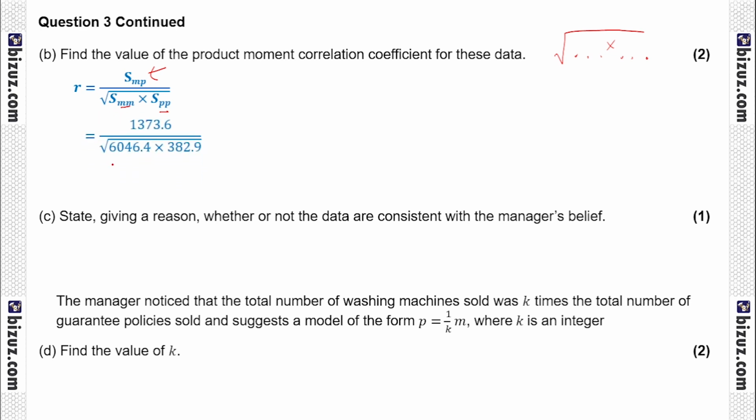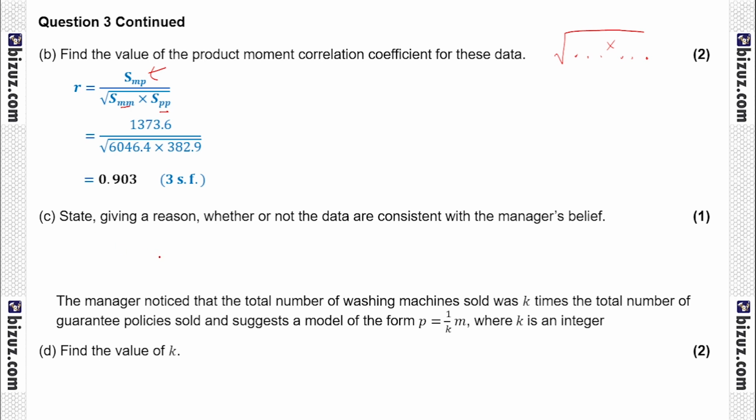Alright, so if we plug in all the values that we know, S sub MP was 1373.6, divided by the square root of S sub double M, which was 6046.4, times S sub double P, which is 382.9, and we get the value of 0.903 to three significant figures.